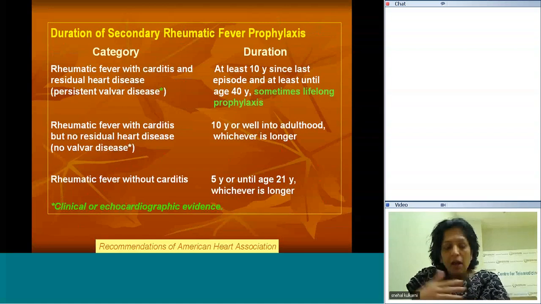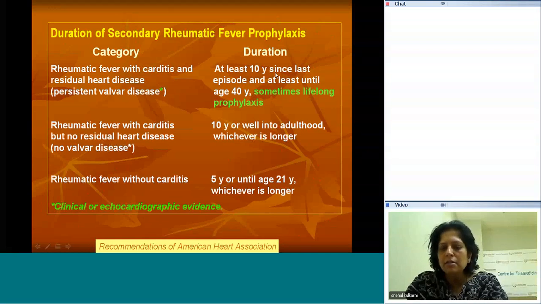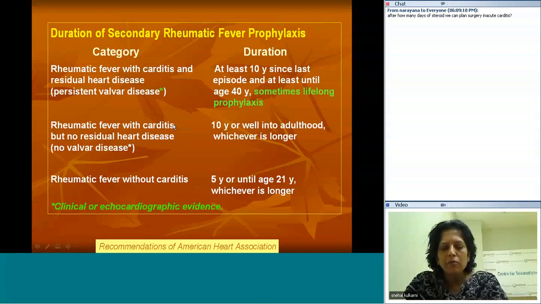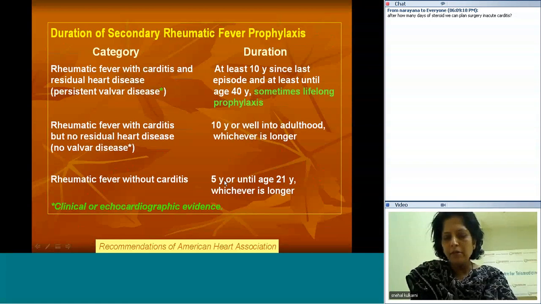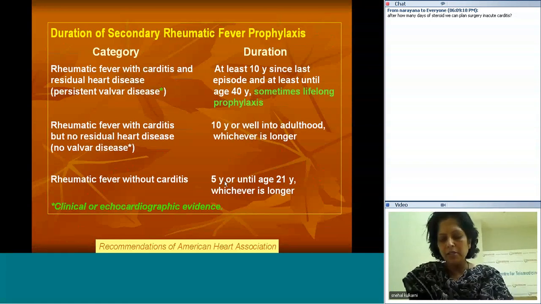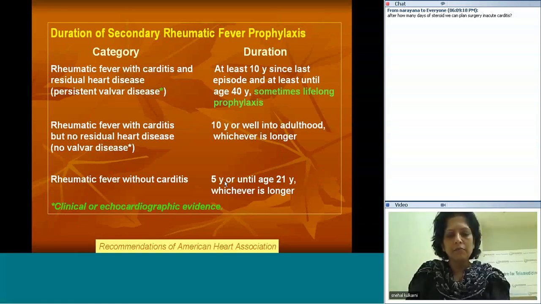Now, the major question is how long we should continue this secondary prophylaxis, and there are specific recommendations for that. If you have rheumatic fever with carditis and residual heart lesion, you have to give it for at least 10 years since the last episode of rheumatic fever, and at least until the age of 40, sometimes in some patients even lifelong. If you have rheumatic fever with carditis but no residual heart damage, it is for 10 years or well into adulthood, whichever is longer. Rheumatic fever without carditis, you can give up to 5 years or up to the age of 18, whichever is longer. So these are specific recommendations by the American Heart Association on how long we continue the secondary prophylaxis.